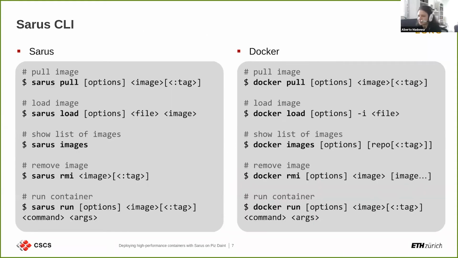I mentioned a couple of times the command line interface of Sarus, and here we see a direct comparison with Docker. As you can see, the resemblance is a pretty close one. We have a pull command for pulling images, load for importing the tar archives. We have the images command for listing the available images on the system, the rmi for removing images, and of course, the run command to create and run a container.